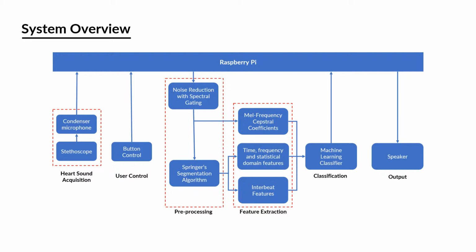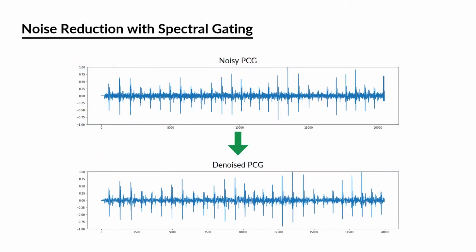Now, to dive deeper into the development of this device, this is the system block diagram, which consists of heart sound acquisition, user control, pre-processing, feature extraction, classification, and output. When the PCG is recorded, it is corrupted with noise and sounds like this. To remove the noise, the noise profile is analyzed and removed using spectral gating, resulting in a denoised PCG.